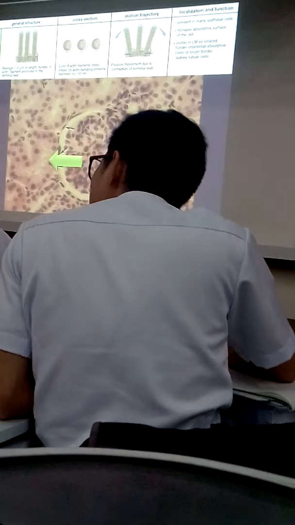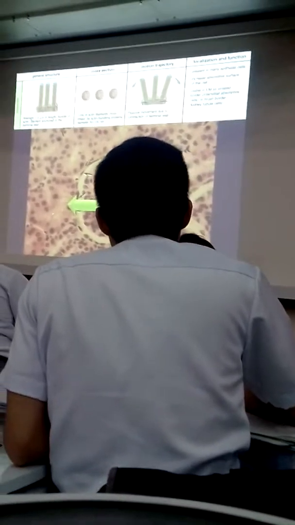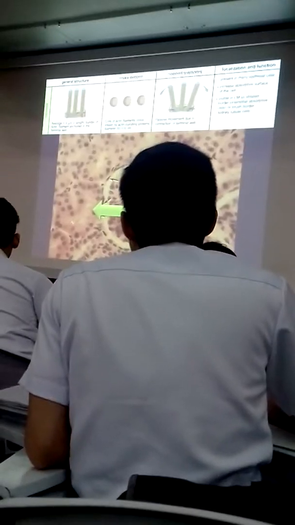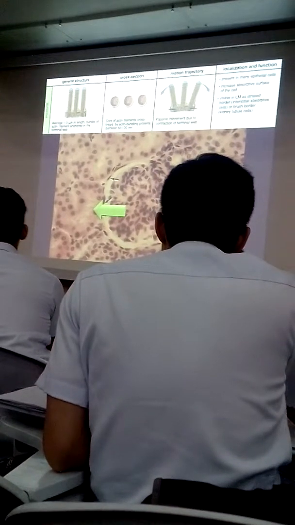So for this, you can see we have here already the brush border of our kidney tubules. What do you call them if it's already in the intestines?